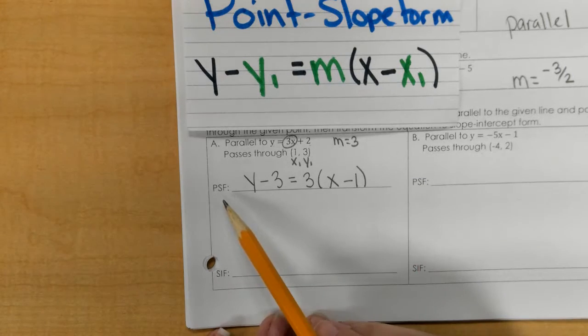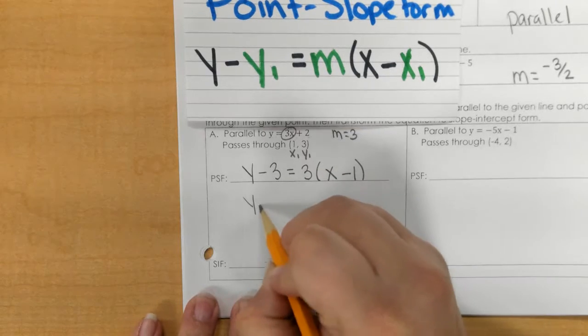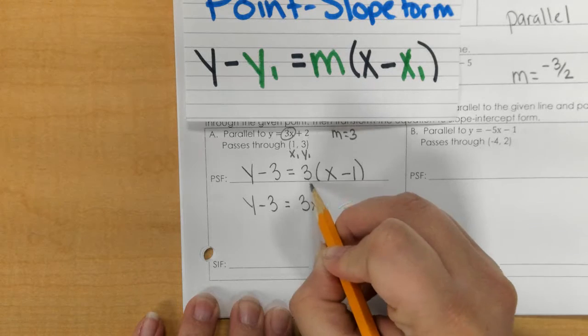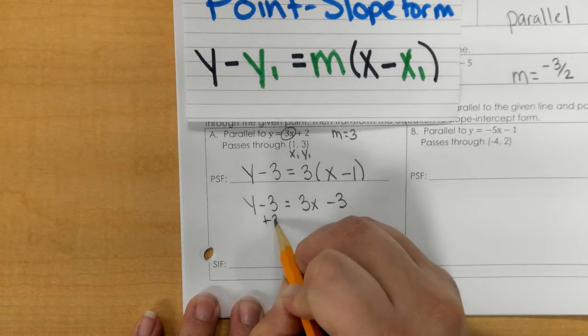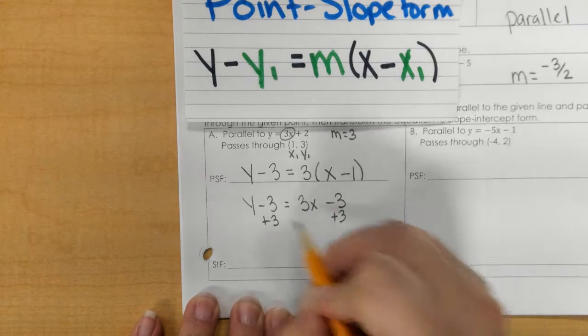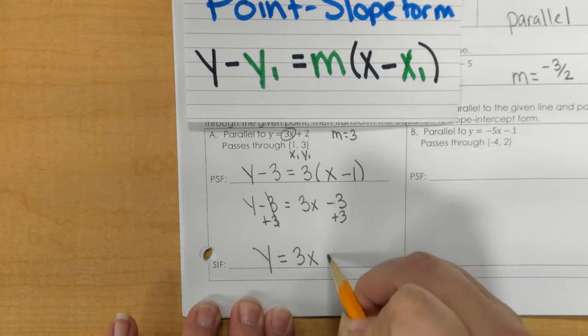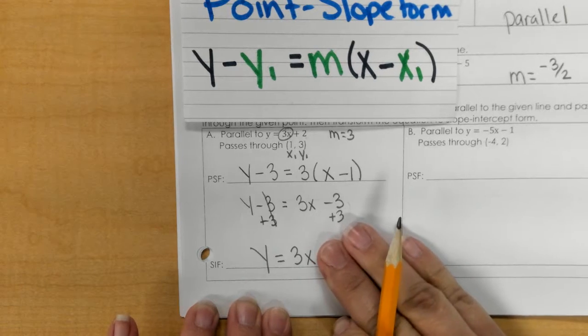Then from PSF form to SIF form, we want to use the distributive property. So y minus 3, distribute my 3, distribute 3 again, we get -3. For right here, we want to add 3 to both sides to get y by itself. So we have y = 3x, and then this could be +0. But you don't have to write that there, you could just write y = 3x.